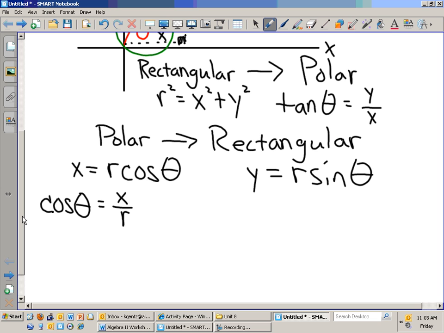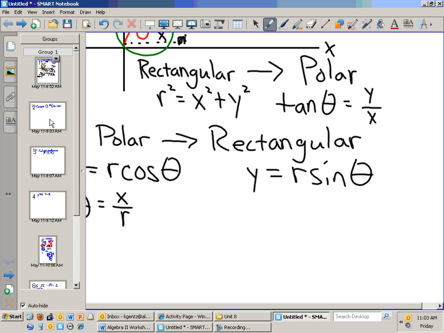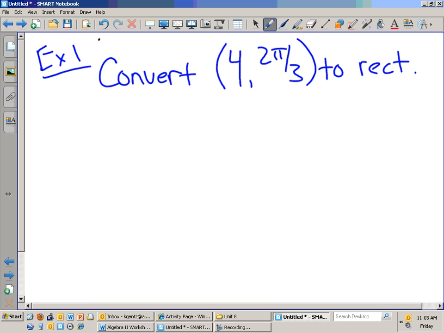So I just want to try 2 examples, and you guys can have time to work. I want to teach you a very basic skill today, which is this, and then move on. So we'll do much more work on Monday. So let's look at this piece. Example 1. It says, convert (4, 2 pi over 3) to rectangular coordinates.